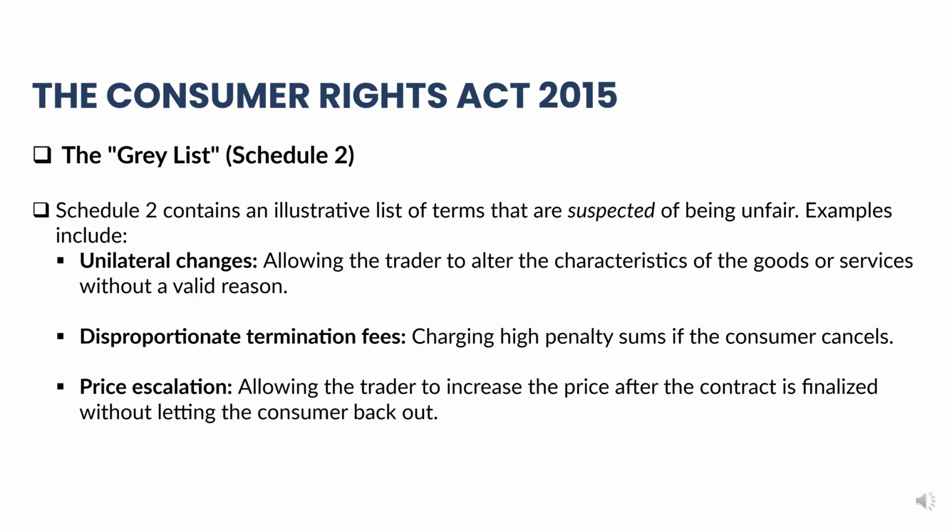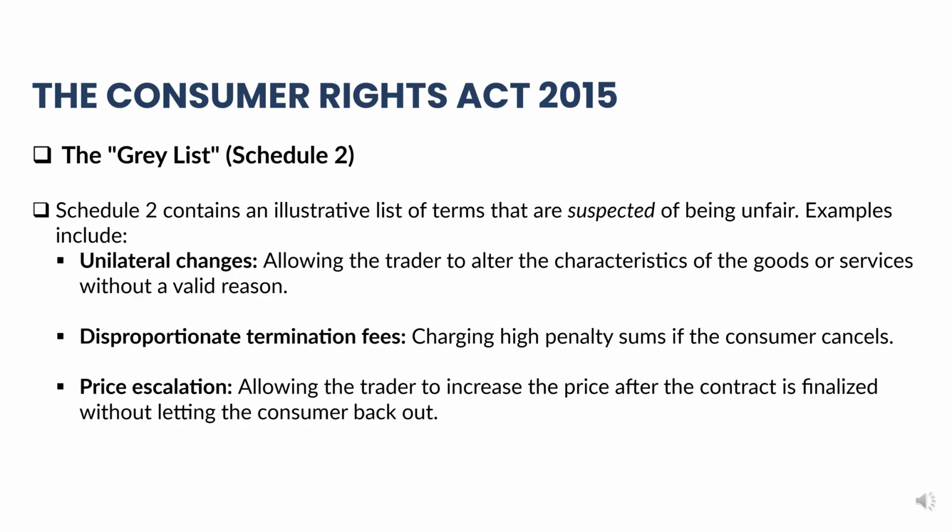On our previous slide, we unpacked the abstract core principles of the Section 62 General Fairness Test, noting how a term fails if it creates a significant imbalance or violates good faith. However, to help judges apply this test smoothly, Parliament attached a practical blueprint. This brings us directly to the gray list, found in Schedule 2 of the Consumer Rights Act. When writing your essay, it is vital to explain this specific terminology to the examiner.